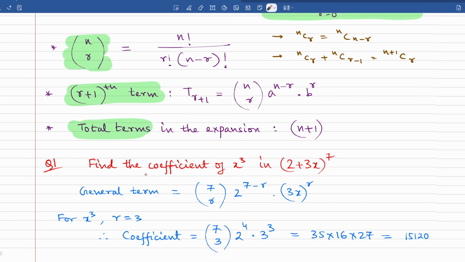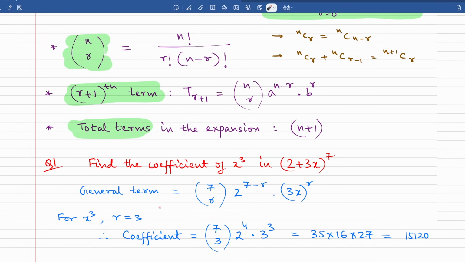Find the coefficient of x^3 in (2 + 3x)^7. The general term is given as 7Cr 2^(7-r) into (3x)^r. This expression. For x^3, r should be equal to 3 because you are technically taking the 4th term. The first term does not contain an x, it just contains 2^7. So you'll have to go for the 4th term. So the coefficient is 7C3 2^4 into 3^3. That just gives you 35 into 16 into 27, which is 15120. Okay, easy question.